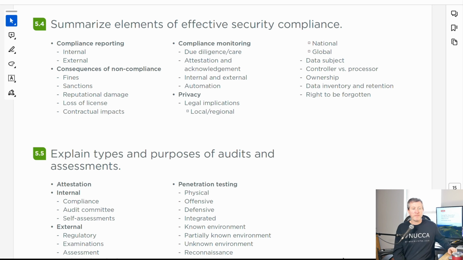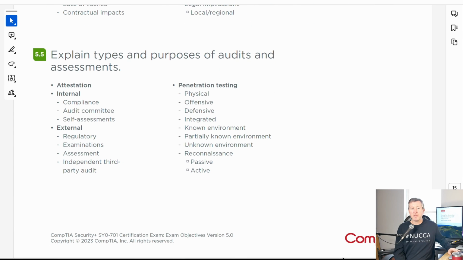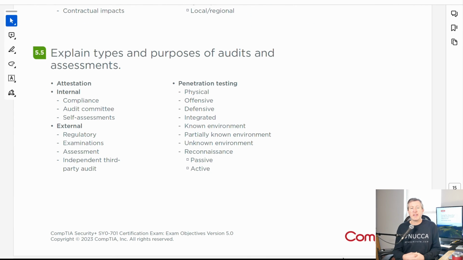Moving into subdomain 5.5, explaining types and purposes of audits and assessments. So here we're going to get into things like penetration testing, also known as pen testing for short. There's a lot of different types of penetration testing out there, but essentially this is typically where we're going to hire a third party to try and exploit some of those vulnerabilities that might exist in the organization. We've gone through and we've patched and we've mitigated as many of those as we possibly could, but now we want to put it to the test.